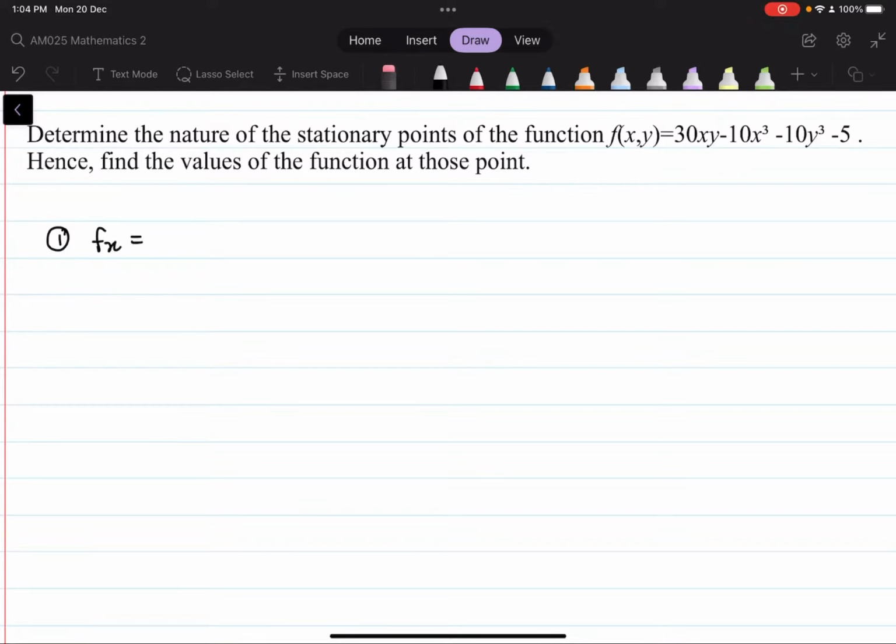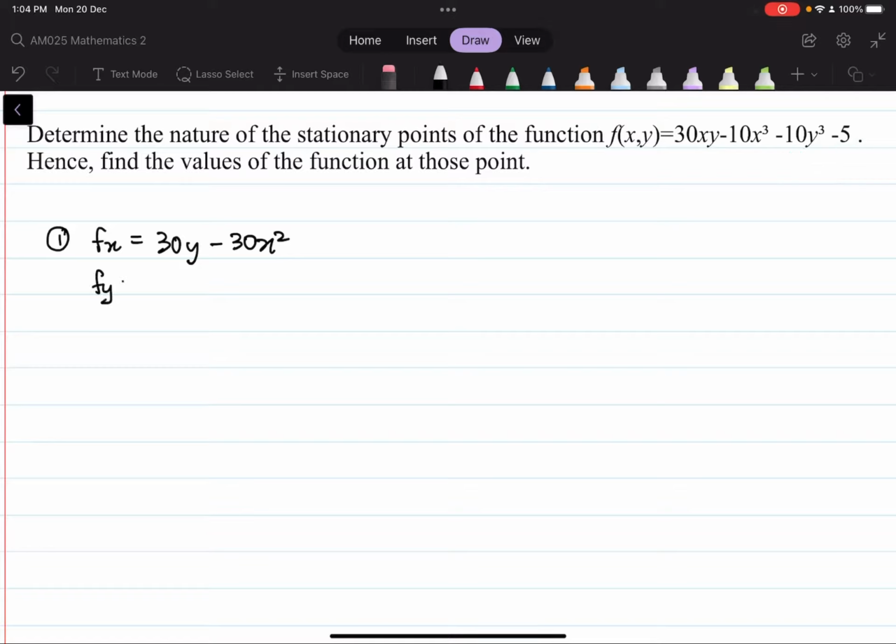So for f sub x, differentiate 30xy with respect to x is 30y. Differentiate negative 10x³ with respect to x is negative 30x². Differentiate negative 10y³ and negative 5 with respect to x is 0.